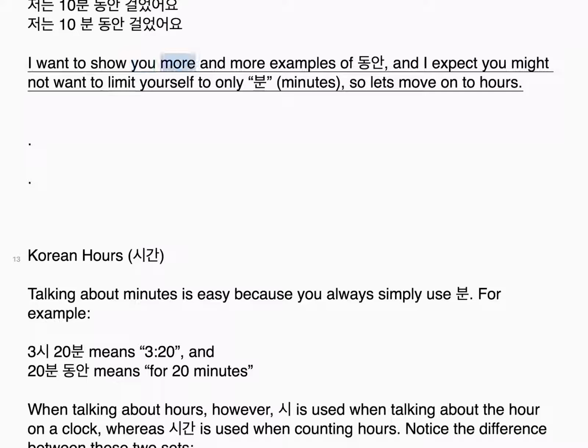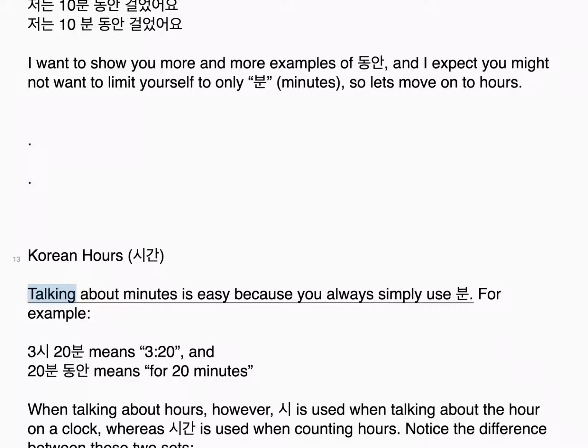I want to show you more and more examples of 동안, and I expect you might not want to limit yourself to only 분, minutes. So let's move on to hours. Korean hours.